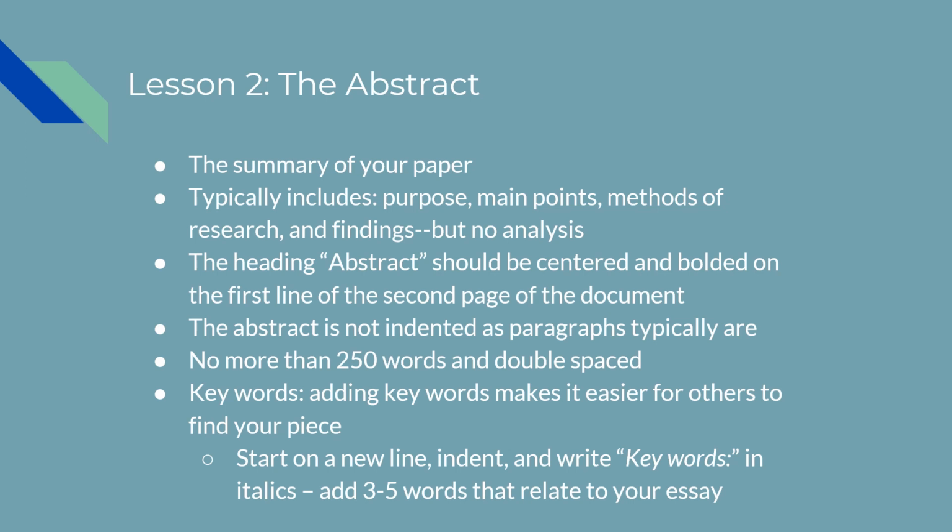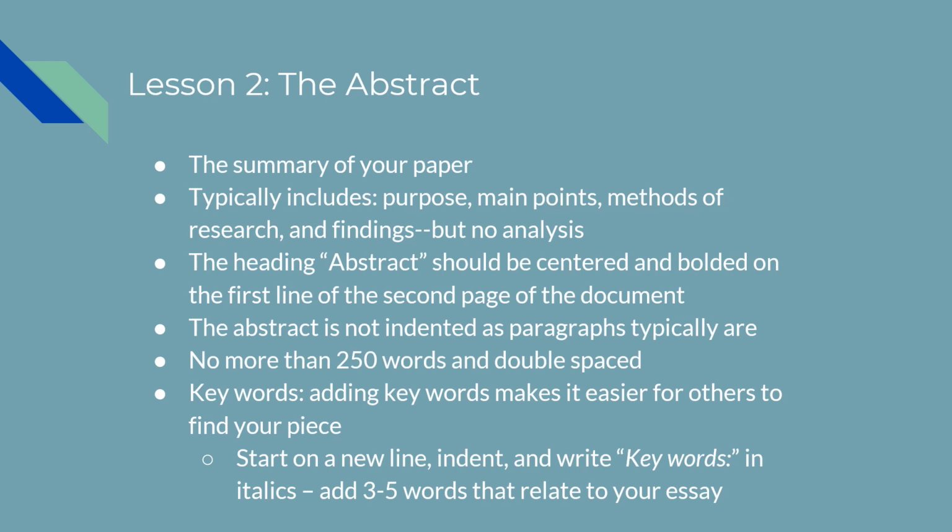And then the last part of the abstract that you may or may not have to do, always make sure that you ask your professor, is to add keywords. And the purpose of keywords is to make it easier for others to find your article if they were searching a database or something like that. And so keywords will start on a new line. It will be indented in, and then you'll write keywords in italics and a colon, and then you'll list 3 to 5 words that relate to your essay.